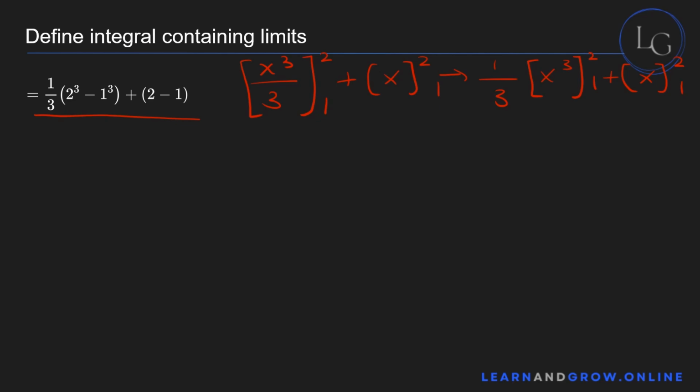Now, this is what happens. This x cube over here, you'll turn it into 2 cube minus 1 cube, because 2 and 1 are the limits. Similarly over here, this x will become 2 minus 1, because first you'll replace the x with 2, minus x replaced with 1. So 2 minus 1. And the final result of all this calculation turns out to be 10 by 3.